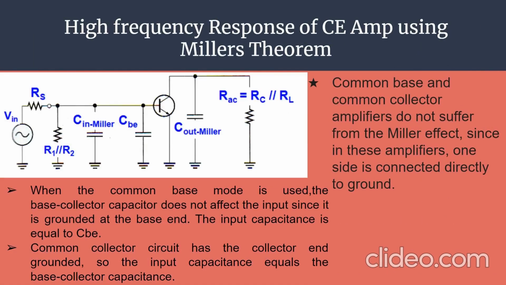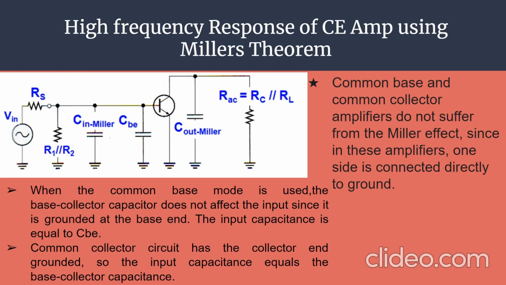Here in this image, we can see that Miller's theorem is used to analyze the high frequency response of a common emitter amplifier. We have the source voltage, the source resistance, and R1 in parallel with R2. On the input side, two capacitances are included, CBE and C in Miller, and on the output side C out Miller is included. As usual, R out or RAC is the parallel combination of RC and RL.